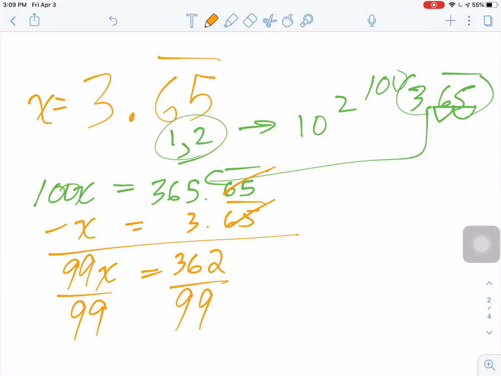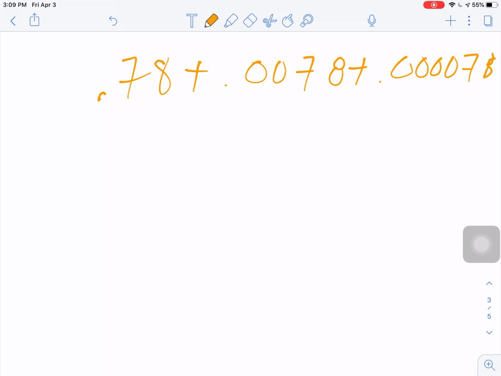And then the last one you have, they put the 0.78 in front because what's really happening here is if you add up all of these, and remember adding 2 decimal places each time, we put all these together, you get 0.78 repeating.